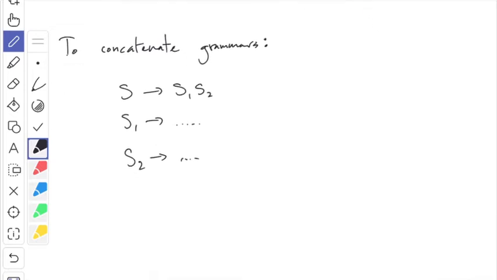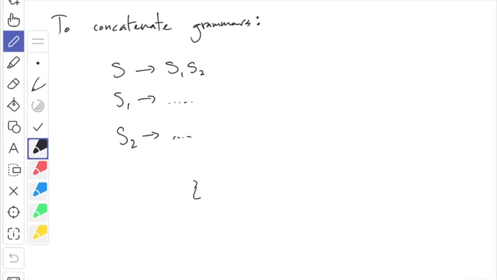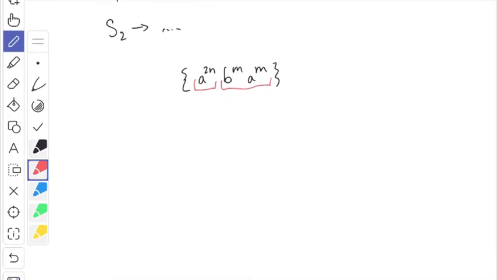So, for example, if I wanted the language a to the 2n, b to the m, a to the m, I look at this as a concatenation of two different parts. They are here and here. Now, when you want to isolate this into two separate parts, you need to take the b to the m, a to the m together because they share that m there, right? So you can't split that up apart from the other part. But then this a to the 2n at the beginning is all by itself, right? And the idea here is you make a grammar for each one separately, and you combine those two grammars together.